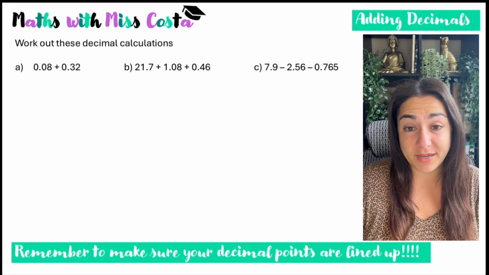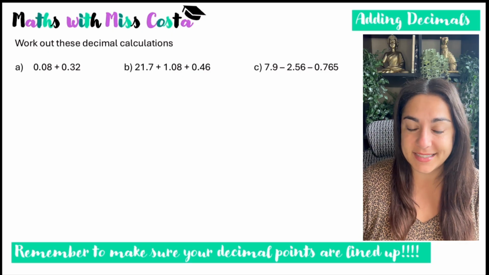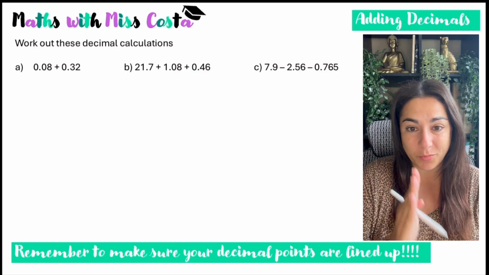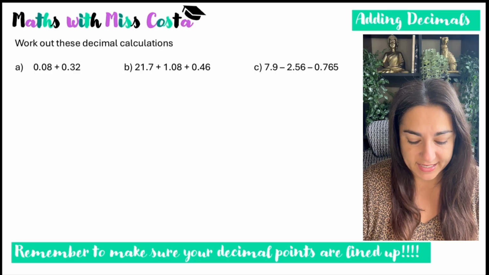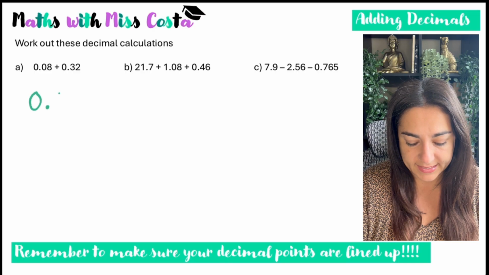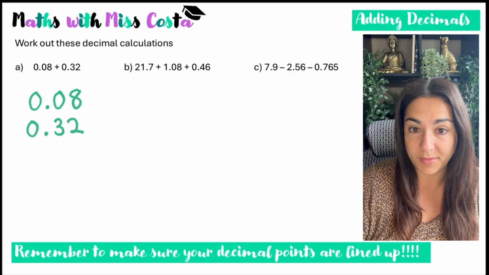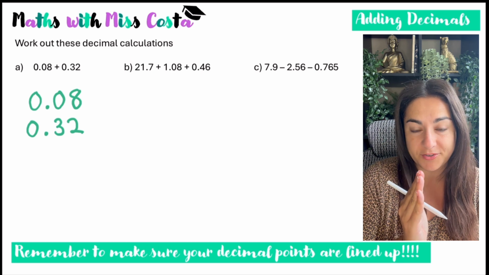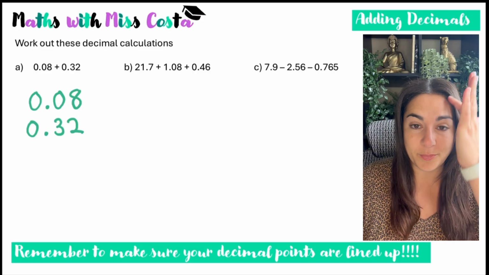Okay, so now just a brief recap on adding decimals. Now the key thing you want to do when adding decimals is to make sure that your decimal point is lined up. If that happens, then you're pretty much set. So here I've got 0.08 plus 0.32. So the key thing is I want to make sure the decimal points line up and all the digits after the decimal point are lined up in the same column.